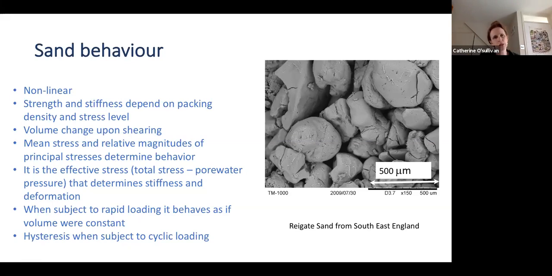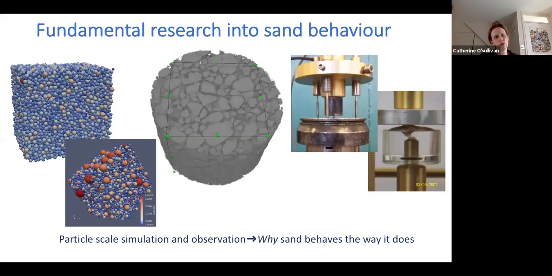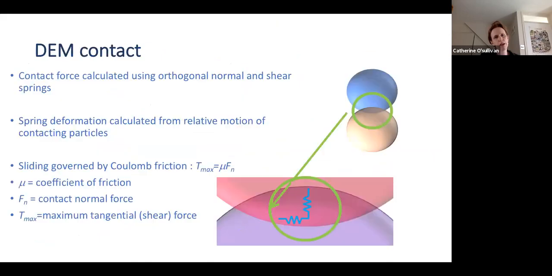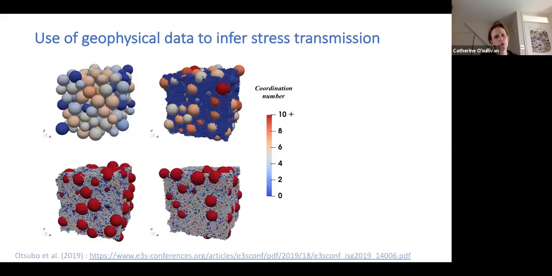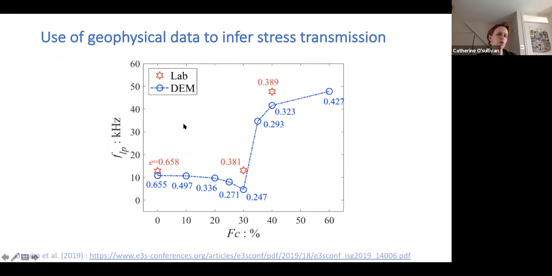So that's one aspect. And then in terms of the last slide, what we're trying to do is play around with what we can see in DEM and propose new experimental techniques. So with this particular study in Tokyo, we predicted this based on our understanding from DEM simulations. And then they went and did some new types of lab tests. So what we're saying is we can design new experimental techniques using this insight.